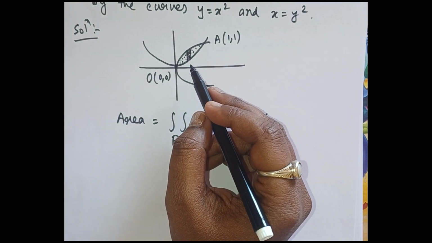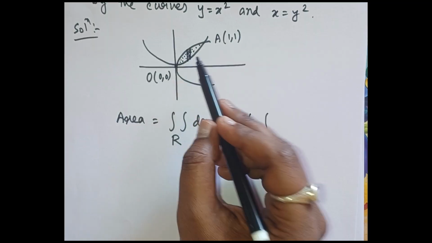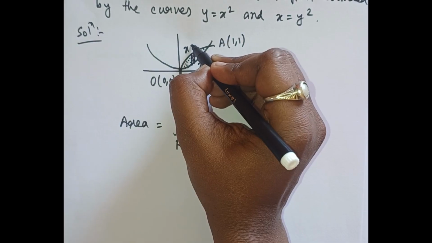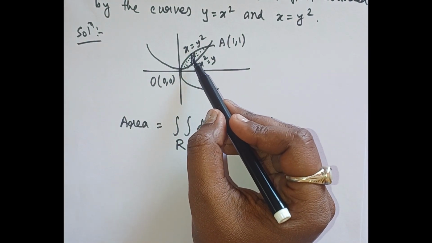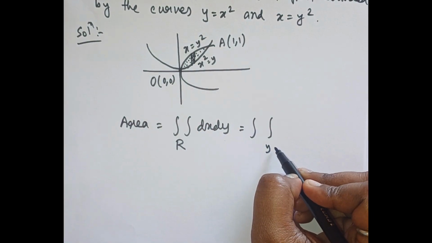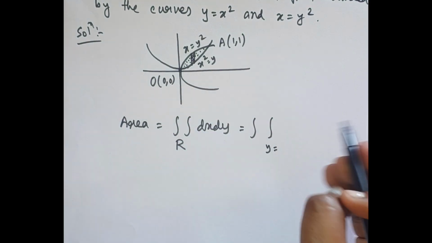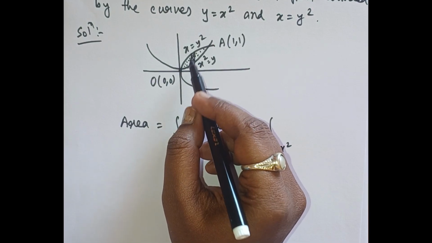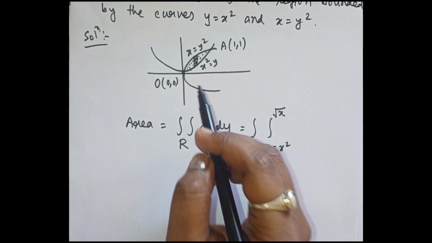And how to get the limits? The lower limit of y will be the lower curve touched by this strip, and the lower curve in this case is x square equal to y, and the upper curve of the strip is x equal to y square. So the lower limit of y is y equal to x square, because this curve is touched by the strip, and the upper limit is the upper curve, y square equal to x, that is y equal to square root of x, since this is in the first quadrant.